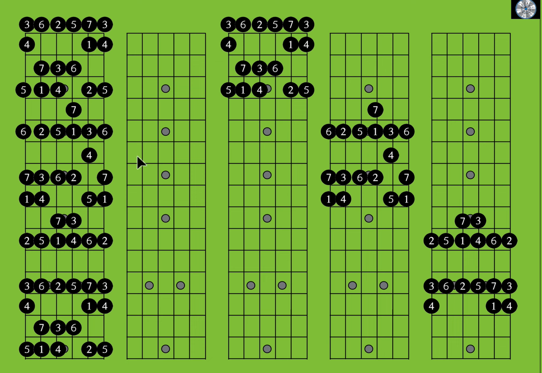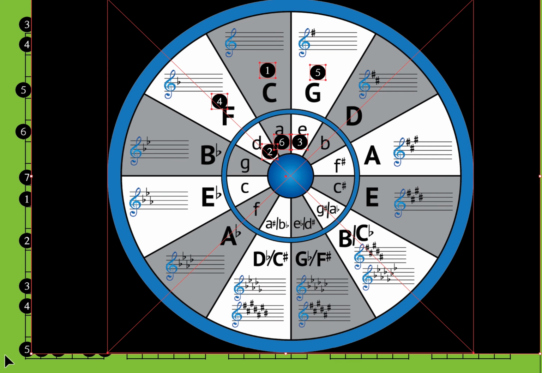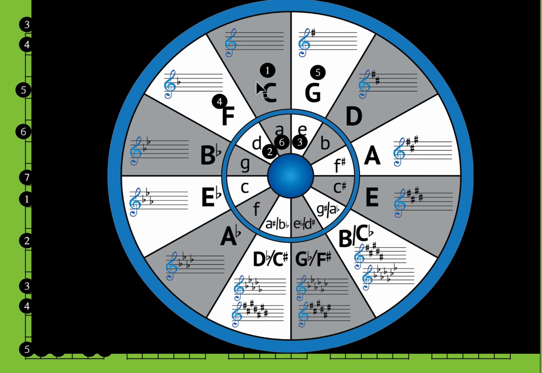So, for instance, if I want to move these shapes, it really is quite simple. If I take all of this, for example, this is C, because whatever the 1 is, that's the key. And before I move it, let's open up the circle of fifths here, where I prepared placing the 1, 2, 3, 4, 5, 6.